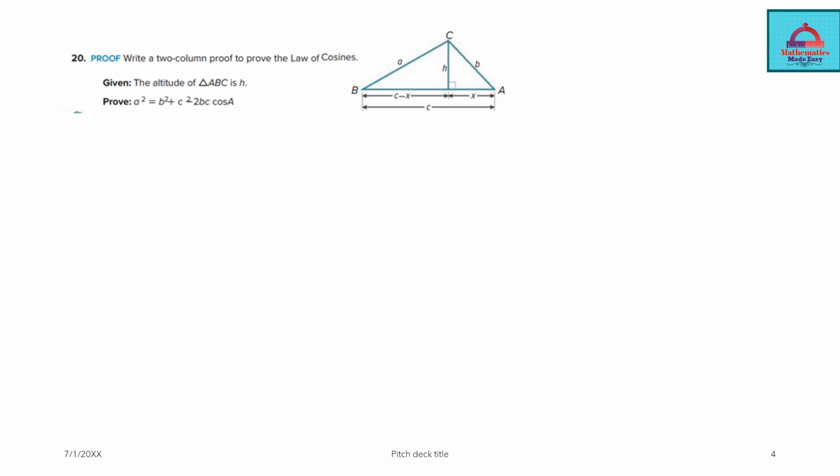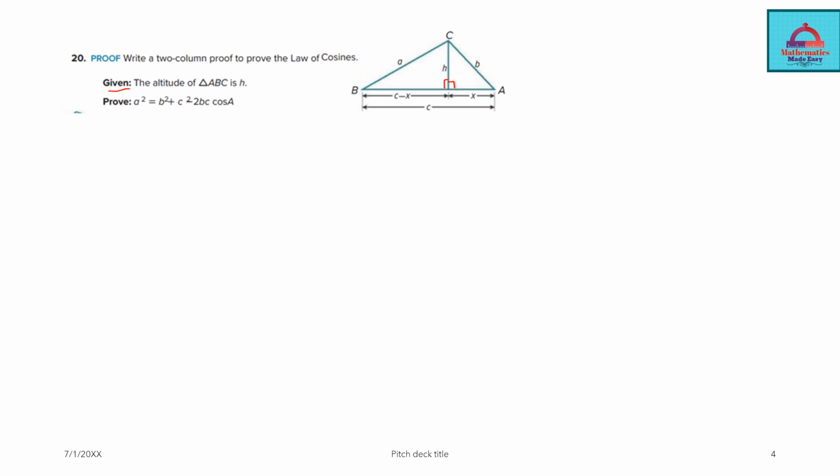Here we need to write a 2-column proof to prove the law of cosines, and the figure is already given to you. When you get this kind of question in your ministry exam, it means you have to first show what is given in the question. So altitude of triangle ABC is h. This triangle ABC is a normal triangle. However, when this altitude divides that big triangle into 2 triangles, what you get is 2 right triangles. So you can see here carefully. We are going to use the Pythagorean theorem definitely, because we have 2 right triangles. So we are going to apply that in this question.